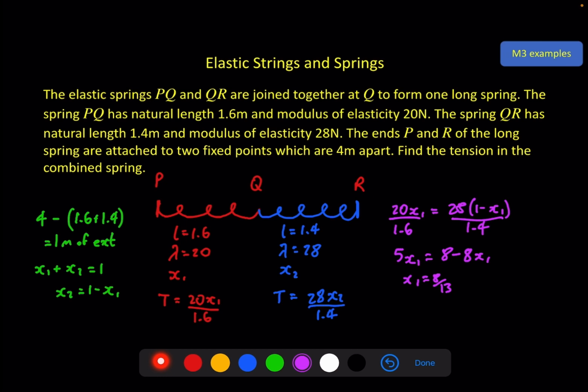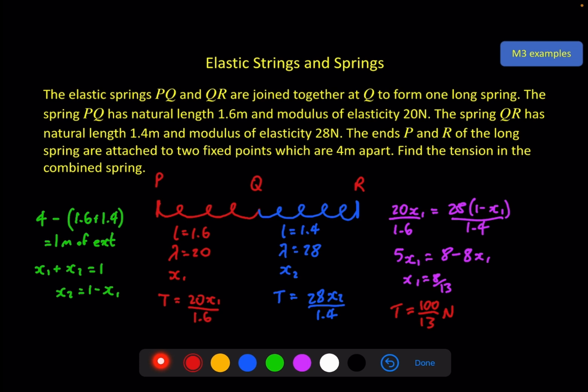From here we could find x2 as well if we like. Obviously that's 5 over 13. But although we need the extension for the question, what we want to find is the tension. So I'm going to put that straight back in here and find T. And doing that gives me a final answer of 100 over 13 newtons, or 7.69 to 3 significant figures.